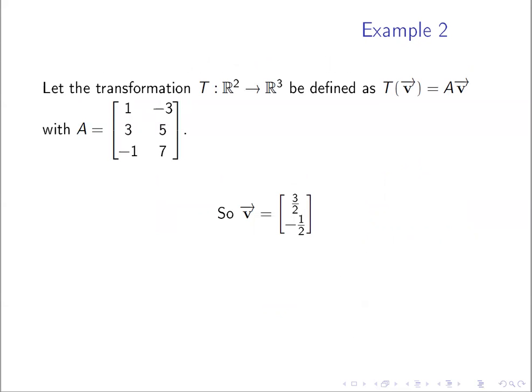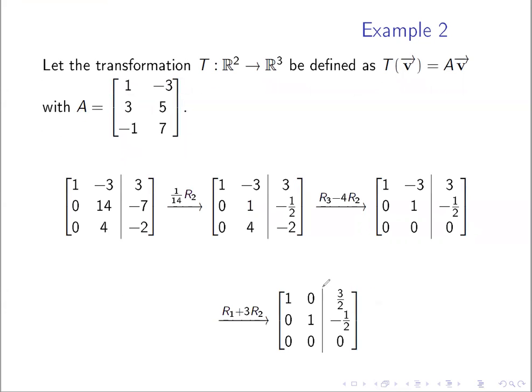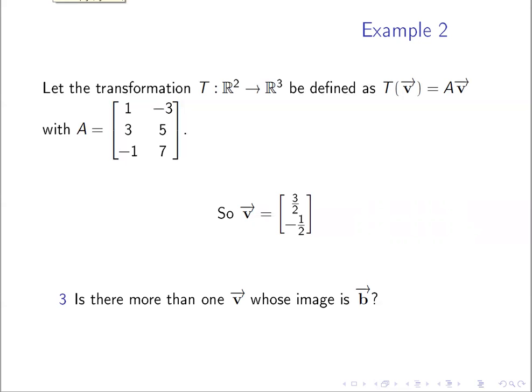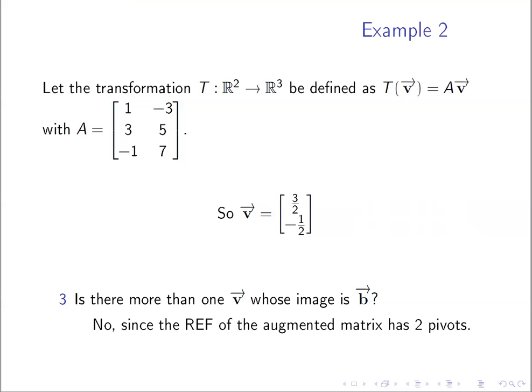So if I want to know if something's in the image, I can work with that. All right. Is there more than one V whose image is my given B? That's a question that we had. So we already found one value. Is there another one? So going back, I'm going to come back to this matrix. Because I have a leading entry in both my columns, 2 columns, 2 leading entries, I have no free variables, which literally tells us the answer to this question, which is no, there is only one V whose image is that B. So because we had 2 pivots for 2 columns, we're good.